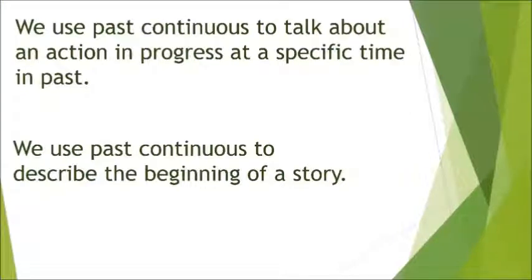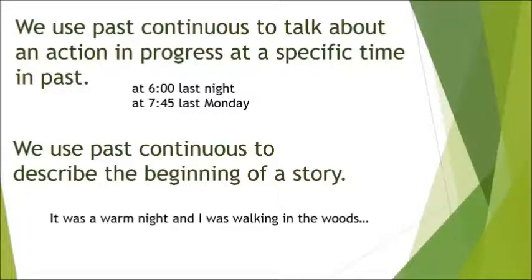We use past continuous to talk about an action in progress at a specific time in past. For example, at 6 o'clock last night. At 7:45 last Monday. Also, we use past continuous to describe the beginning of a story. For example, it was a warm night and I was walking in the woods.